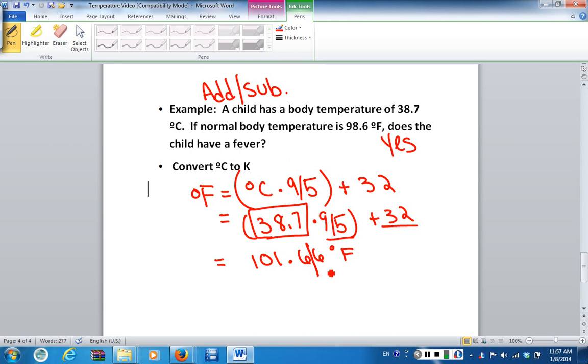So what you see is that we have to get rid of this 6, and since it's above 5, we know we have to round up. So the final temperature that we would report would be 101.7 degrees Fahrenheit.